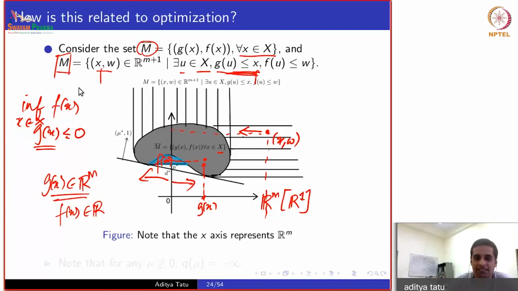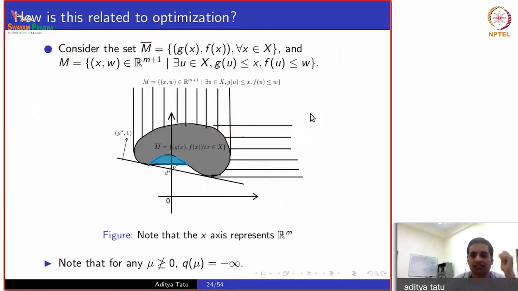How do you visualize it? It's basically like if I have a point in my set M bar, all points to the right of this point will be in M. Similarly, all points in the vertical line above this point will be in M. And all points in this quadrant will also be in the set M. Okay, so I hope you can understand this.